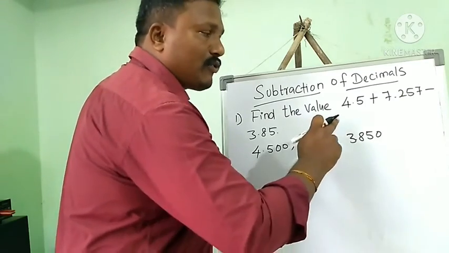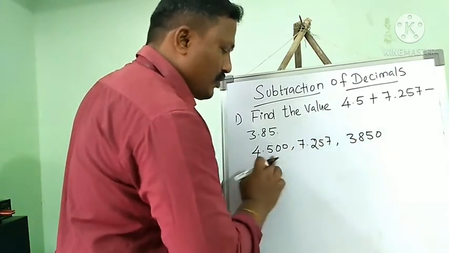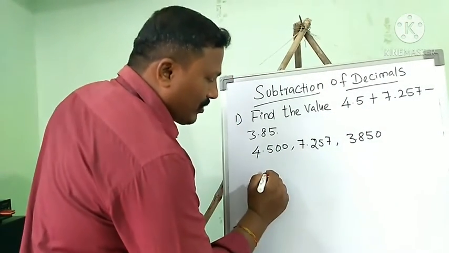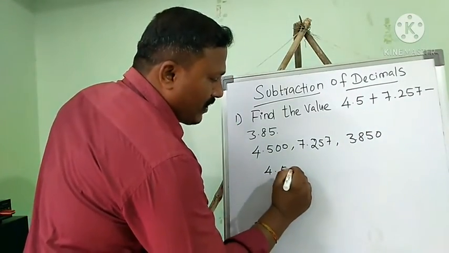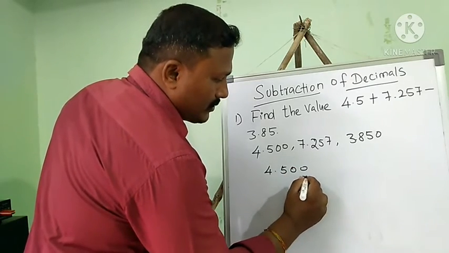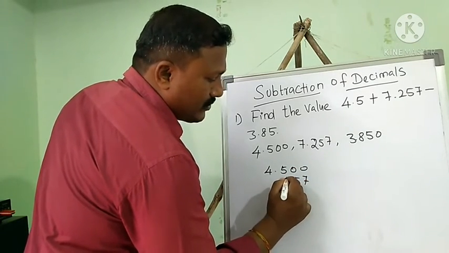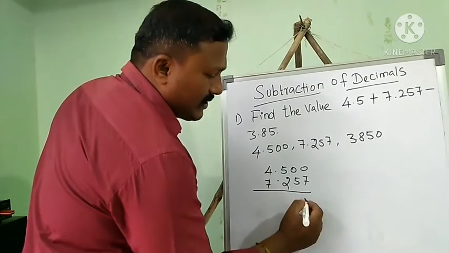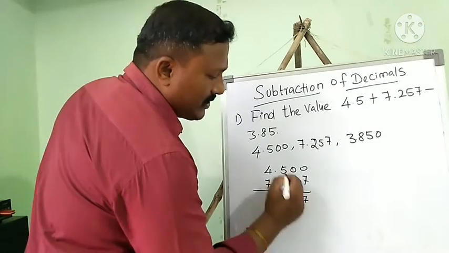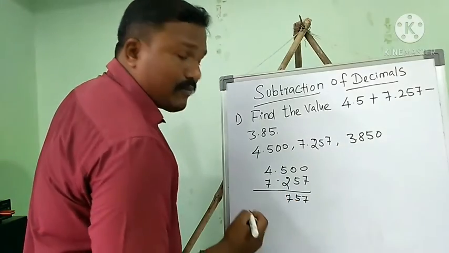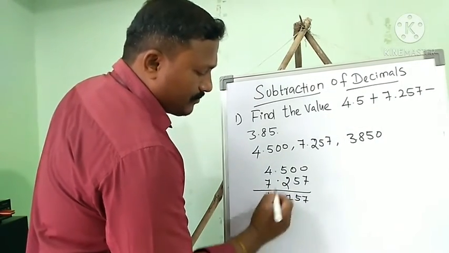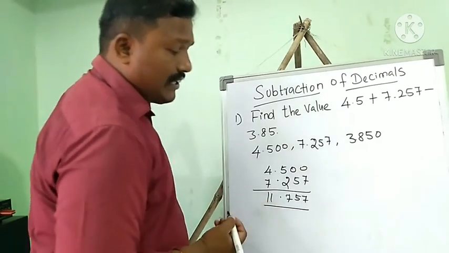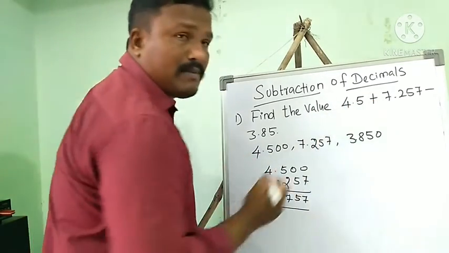So first we have to add 4.500 plus 7.257. So first I will add, so 4.500, then 7.257. First I will add 7, then 5, then 7, 7 plus 4, then 11. Okay, so 11.757 is the sum of these two decimal numbers.